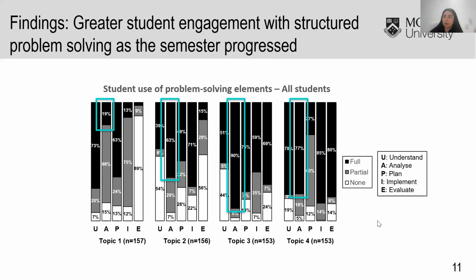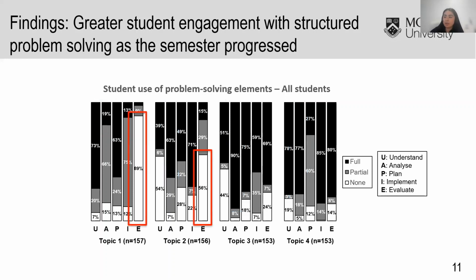It should also be noted that the problem-solving elements of evaluate and understand were more difficult for students to master. For example, in topic 1 and 2, 89 and 56% of students did not engage with evaluate at all. And in topics 2 and 3, 54 and 44% of students did not engage with understand. And we hypothesize this is due to the fact that these problem-solving elements require deeper thinking, better language skills, and understanding of concepts.